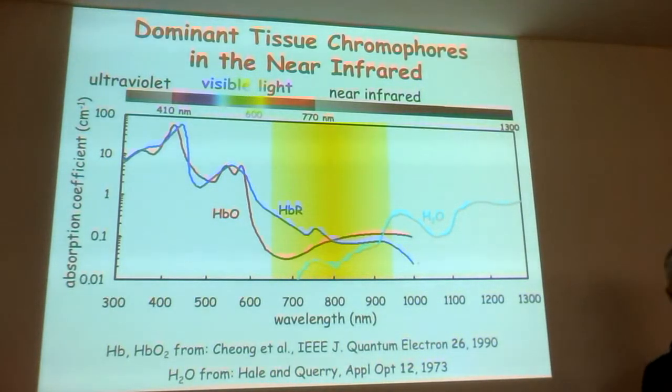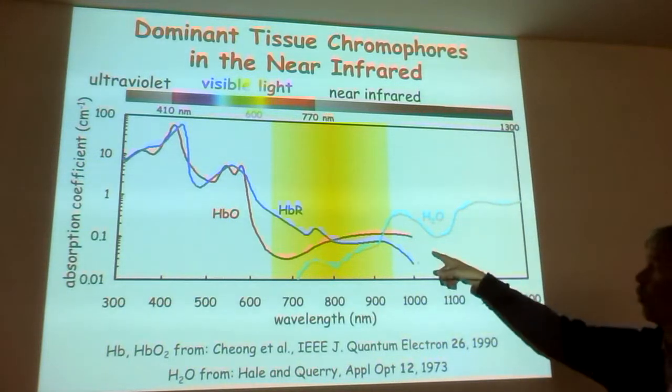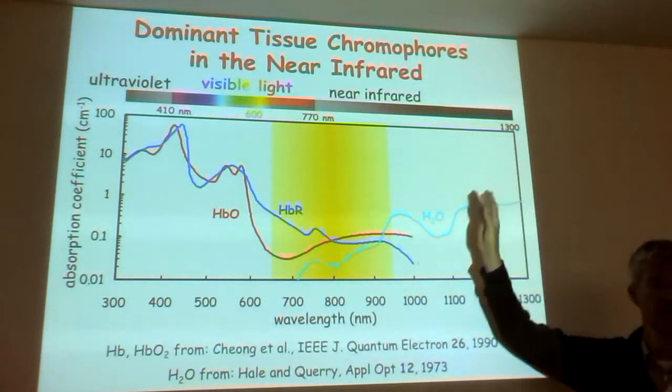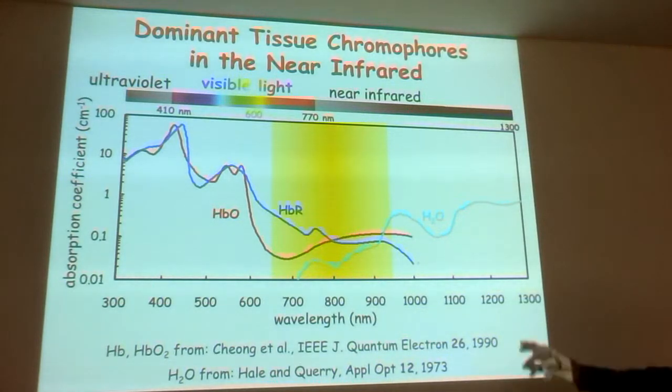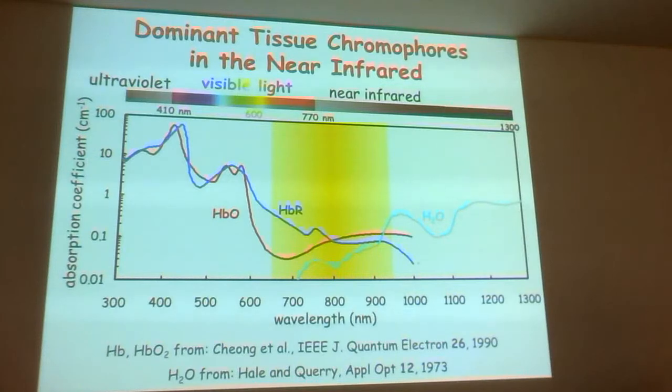Okay. Now, a laser pointer emits about 10 to the 18 photons per second. We can detect hundreds of photons per second with a good SNR. So light can travel meters through tissue and we still get good photon counts. If you go more into the infrared, water absorption goes up. Light doesn't propagate very far because of the increased absorption.